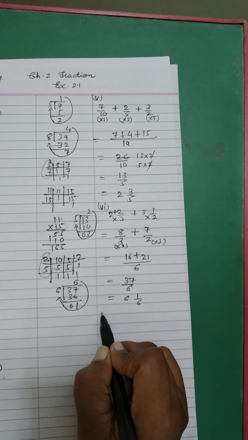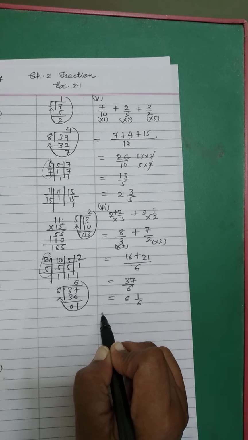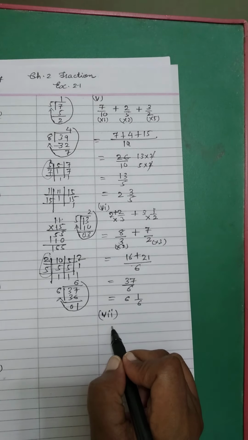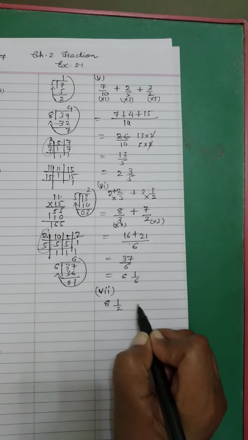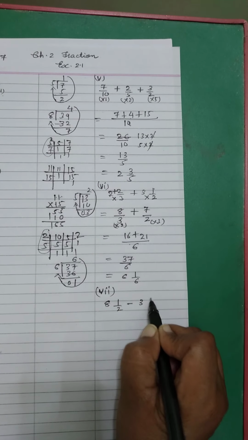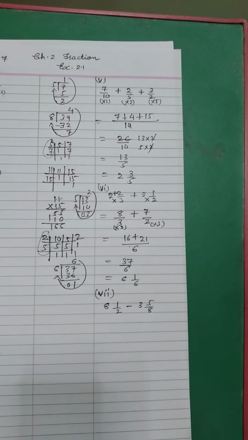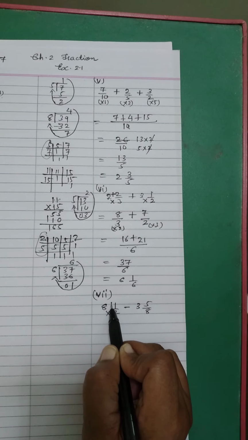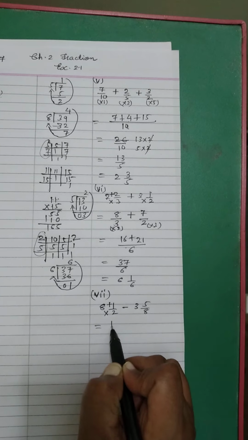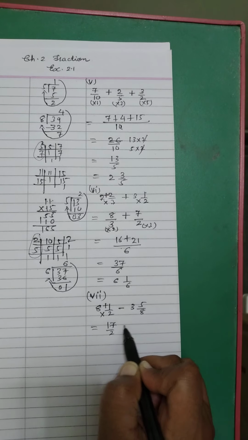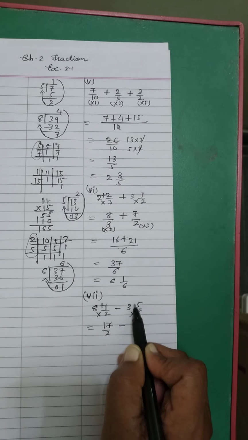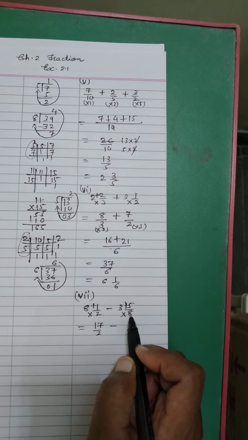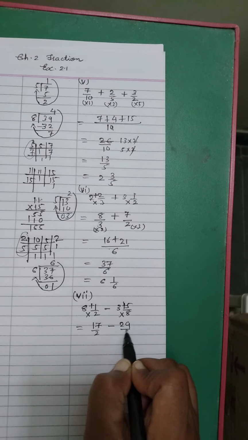Now coming to the 7th part. 8 integer 1 upon 2 minus 3 integer 5 upon 8. Convert into a simple fraction: 8 twos are 16 plus 1, 17. 17 upon 2 minus 8 threes are 24 plus 5, 29. 29 upon 8.